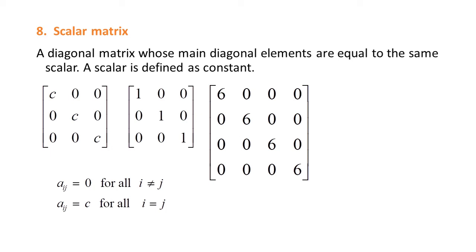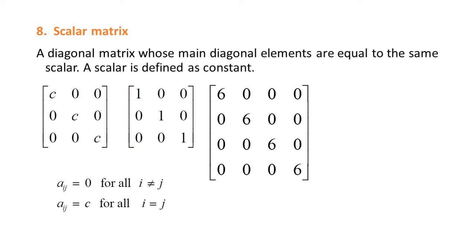Now, when we go for the third example, it is a 4 cross 4 matrix, and it has diagonal elements. The diagonal elements are not 0, and all the numbers are the same number 6. Above the diagonal we see zeros, below the diagonal also we see zeros. So this is an example for a scalar matrix. Here 6 is a scalar, and in the second matrix 1 is a scalar, and in the first matrix C is the scalar.